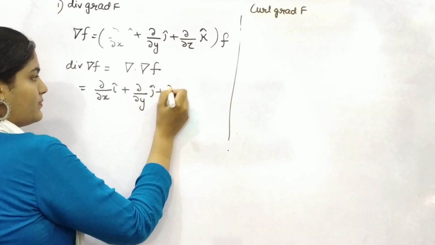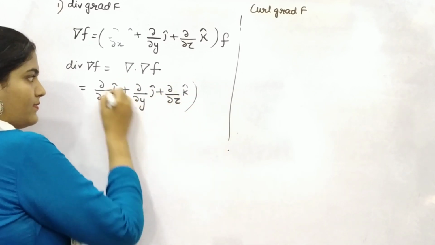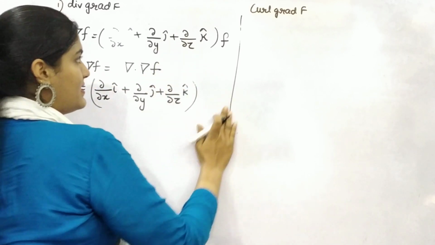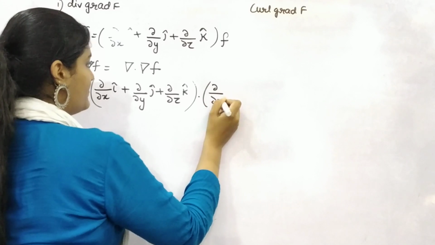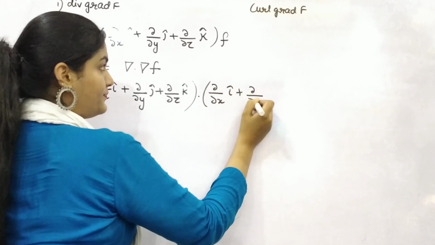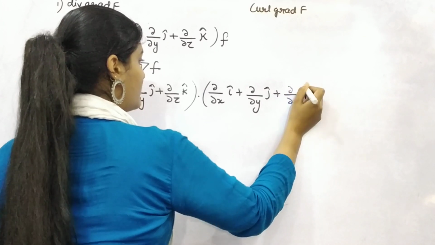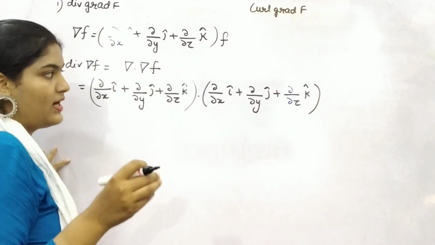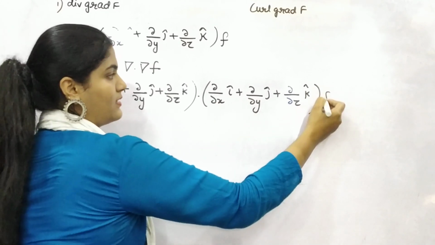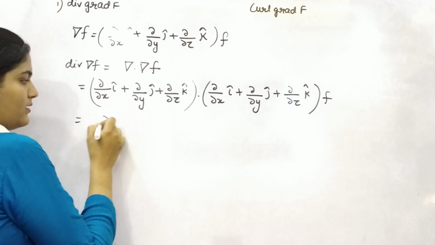Thereafter, this is your gradient and your del f is this. Let me write it here. Dot product, right? Now if you do the dot product, you know i dot i is 1, correct? This is f. So i dot i is 1.